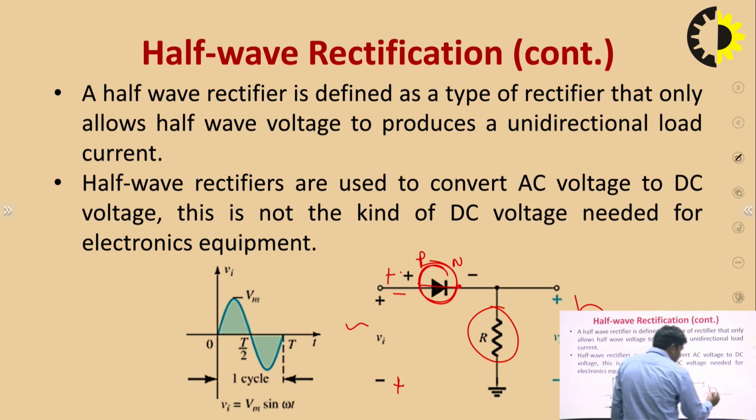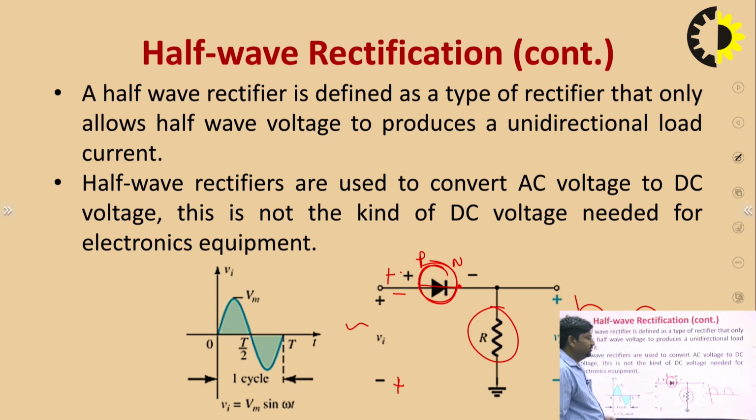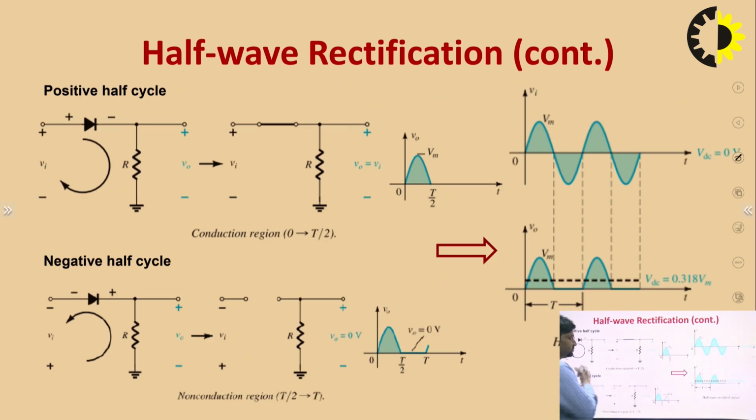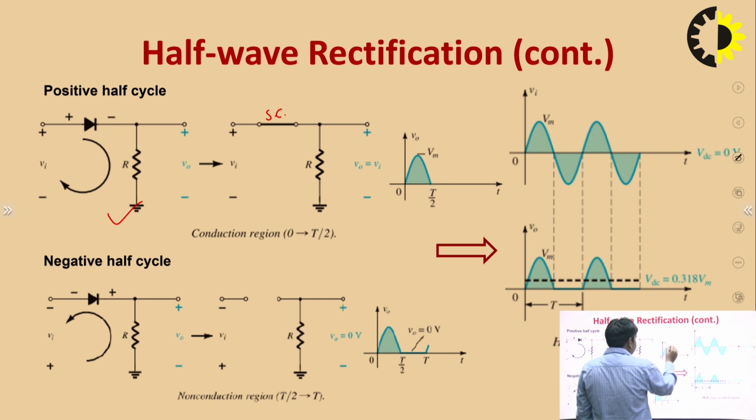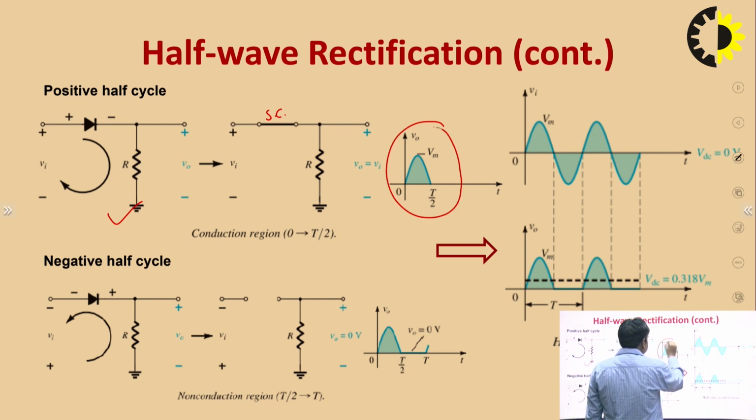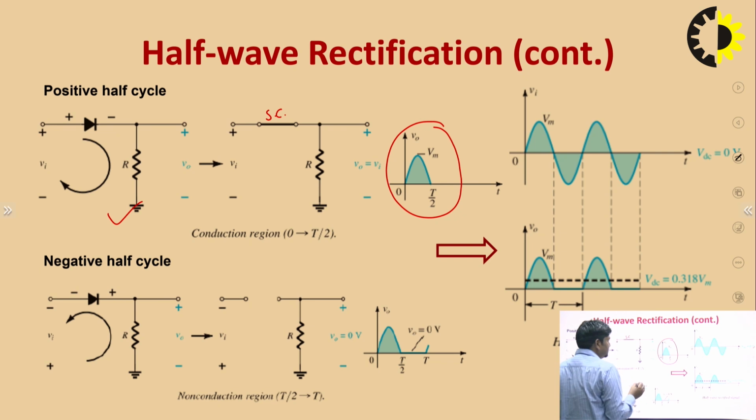What is the meaning of reverse bias? This diode works as an open circuit, so no current flows. So in that circuit only the half wave is rectified from AC to DC. So we can say this is a half wave rectifier. This is the circuit diagram. This is a short circuit during the forward half cycle, and this is the output voltage, which is an exact replica of the input voltage during the half cycle.